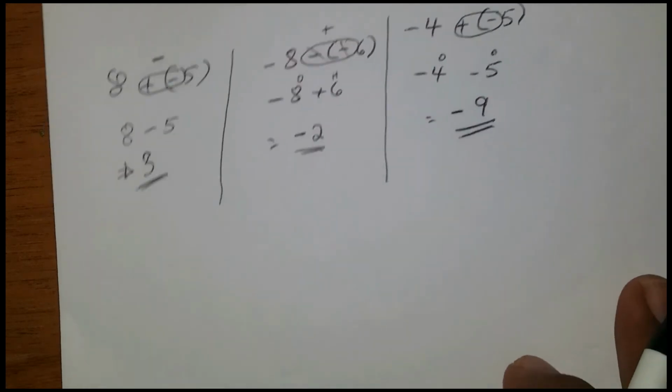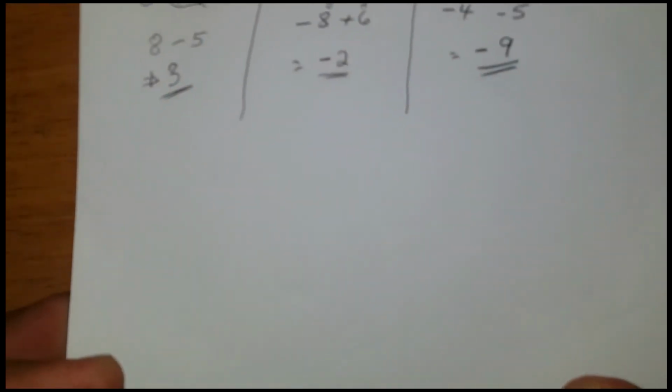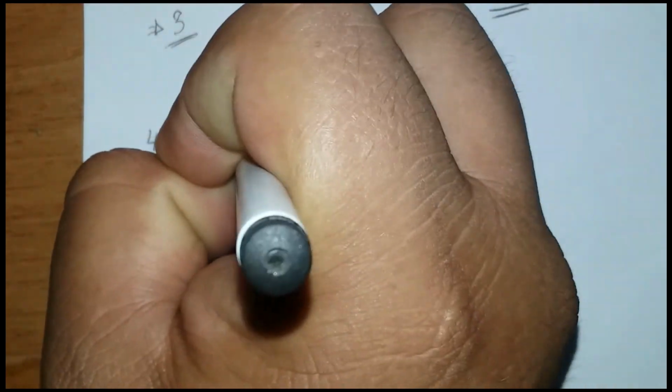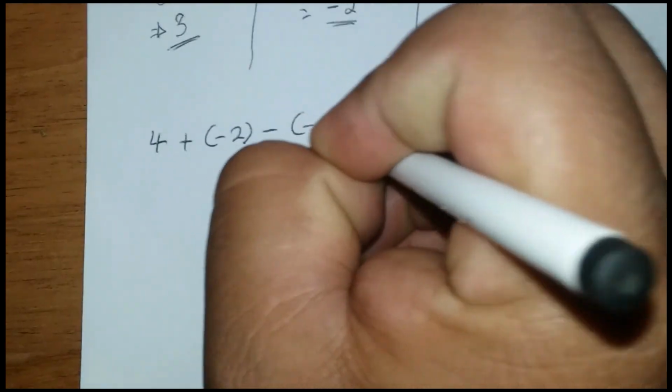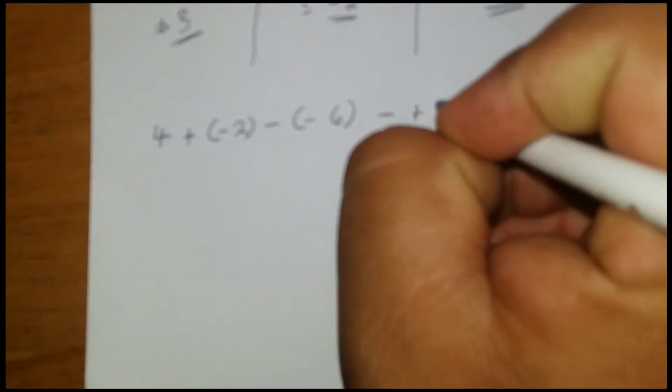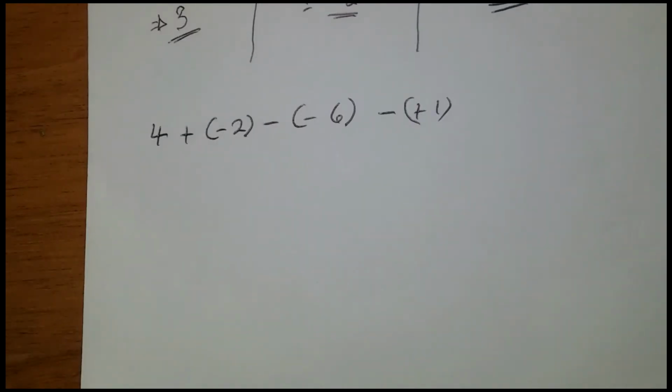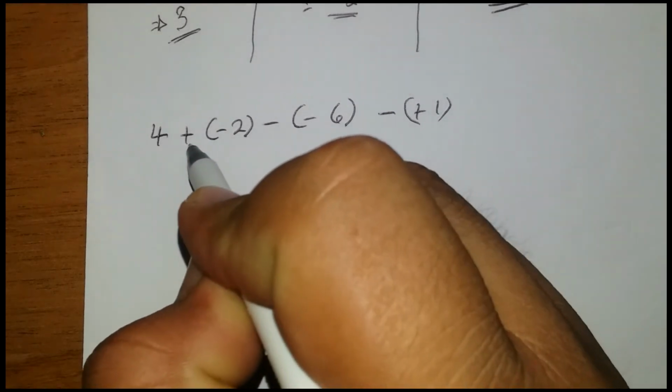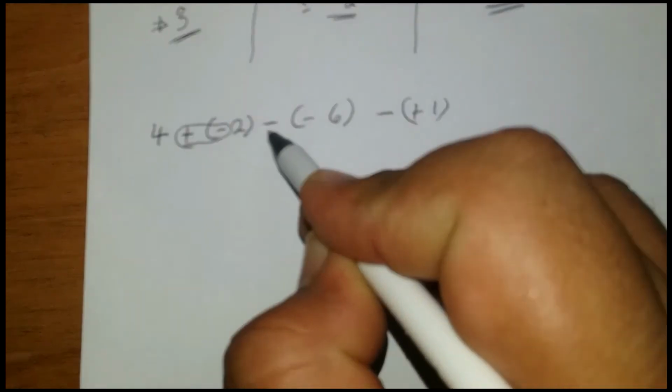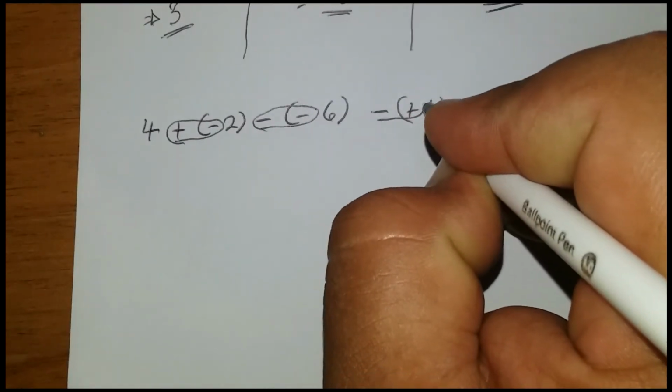Let's go with a different one. Same thing, but in this case, notice that it's going to be a longer number. Let's go with 4 plus negative 2 minus 6 minus a negative 1. Alright, so look at that one. Ooh, it looks a little bit complicated, right? Let's take a look at what we have. We are going to circle double signs. We have one here, we have another one here, and we have another one here.